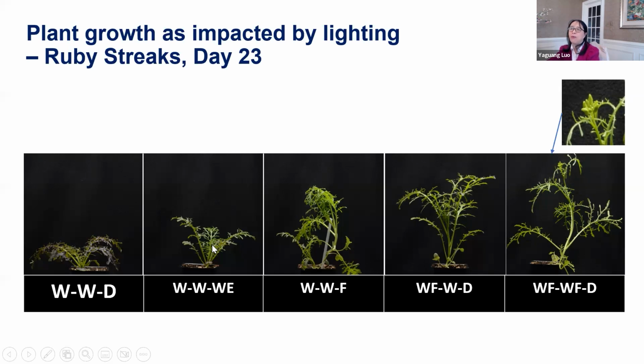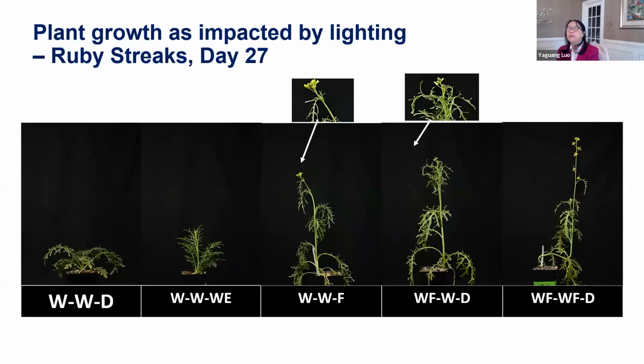And with the enhanced white light, which is very strong white light intensity, we also saw small young plants like the control, which is white, dark. Then moving on to day 27, the two treatments containing far red light started to show flowers. Keep in mind though, in treatment group 3, we used the far red to replace dark. So it's white, white, far red, versus group 4, where we added far red as a supplement to the white. These two behaviors are pretty similar.